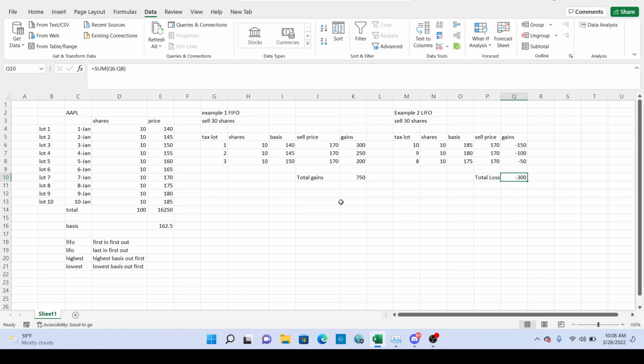So you would have thought, oh, well, I'm only going to lose a little bit if I sell, or I'm actually going to gain a little bit if I sell at 170 because my average is 162.5. But no, no, no, that's totally wrong. You actually lost money. So when you actually go and get your tax form, you're going to be baffled. You're going to say, well, why did I lose money? Well, it's because you followed LIFO.